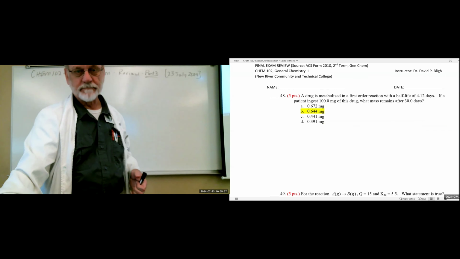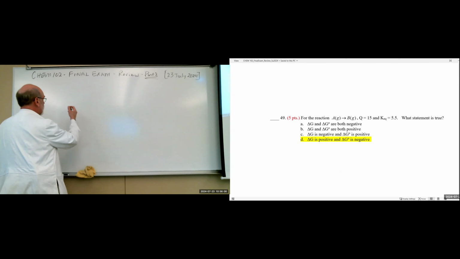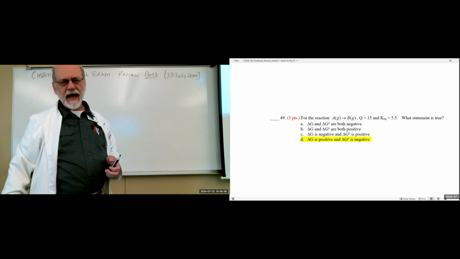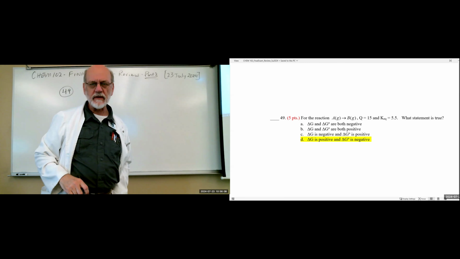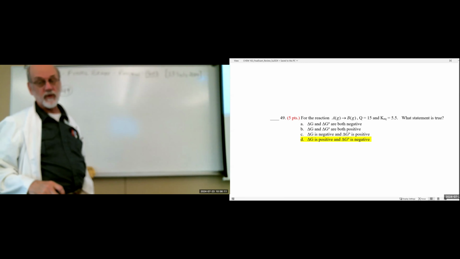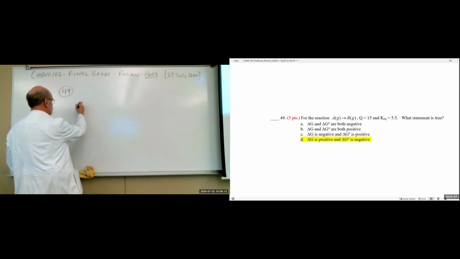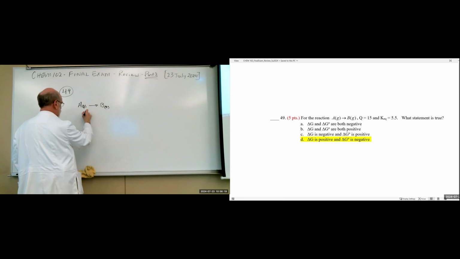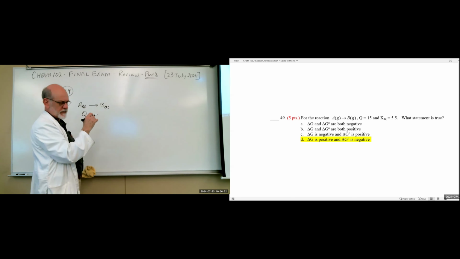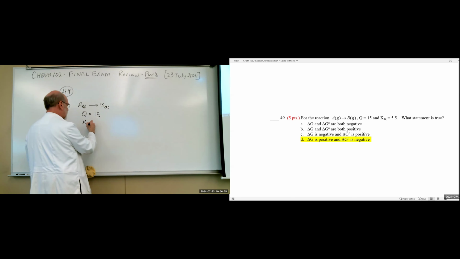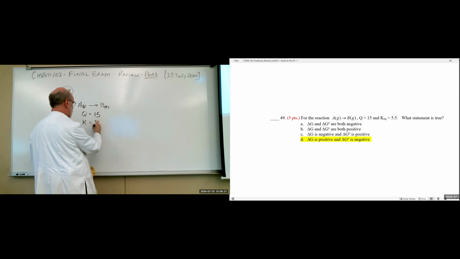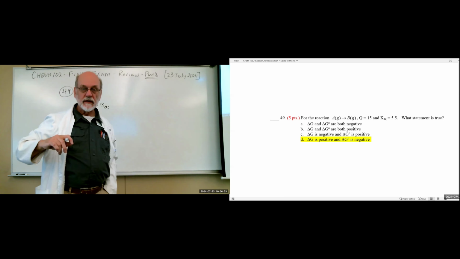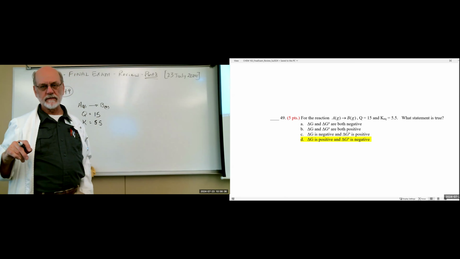Okay. All right, one more. 49. For the reaction, A yields B, Q is 15, and the K eq is 5.5. So if we go from A to B, and we're given that Q equals 15, and the K for this reaction is 5.5. What statement is true? Delta G and delta G0 are both negative.